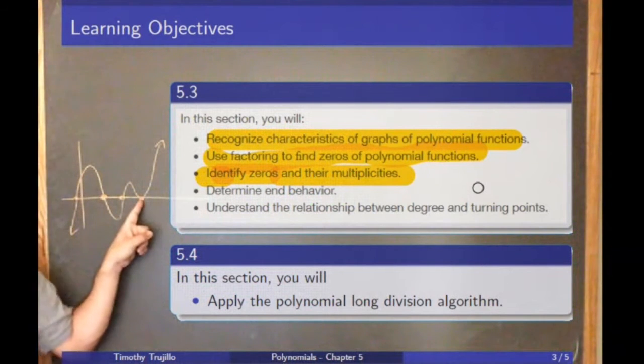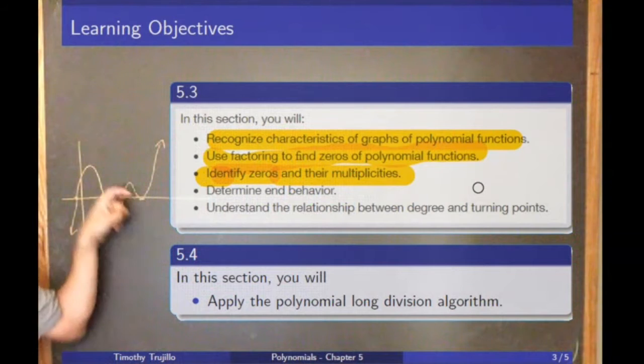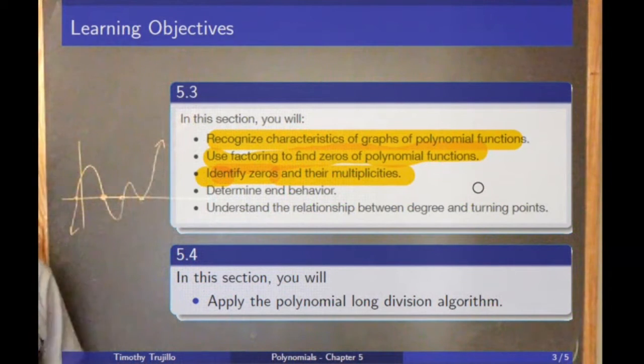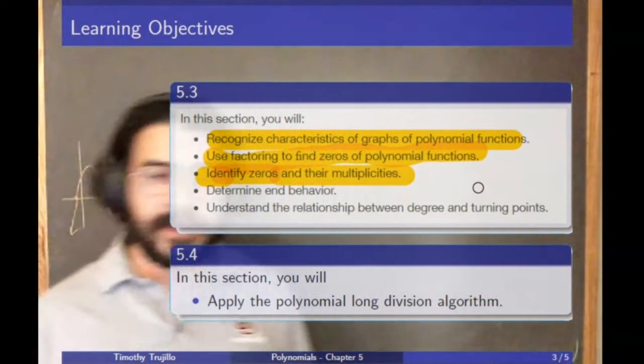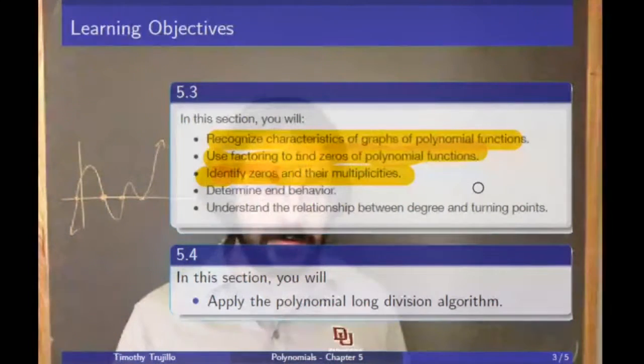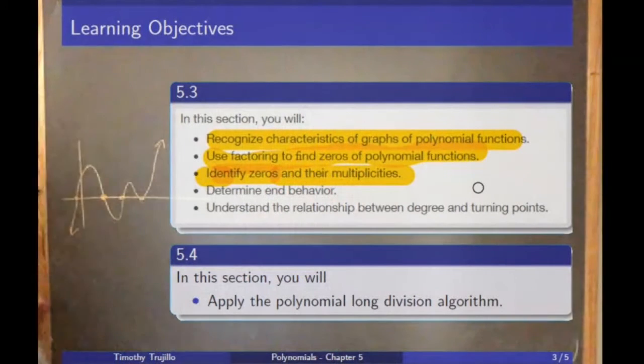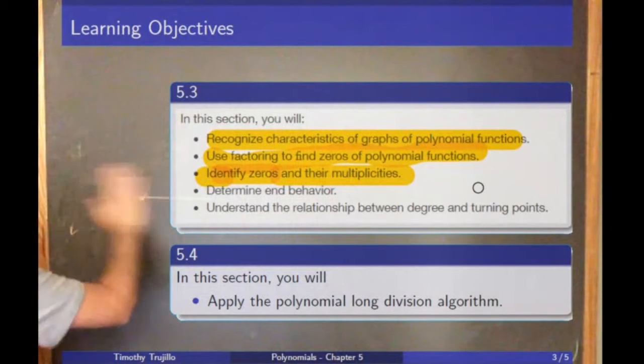And then if you have a zero that looks like this, that hits the x-axis and bounces basically back off it, then we saw that that meant that you had an even multiplicity. And you could also determine this sort of thing directly from the formulas.